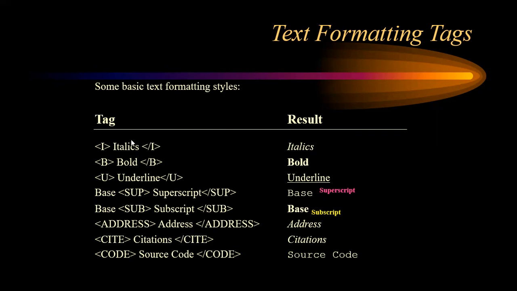Okay. So when we apply the I tag on the text, the text will be in italics. And when we apply the bold and underline tags, the text will be bold and underlined. Then comes the subscript and superscript. Obviously, you know what superscript and subscript are.